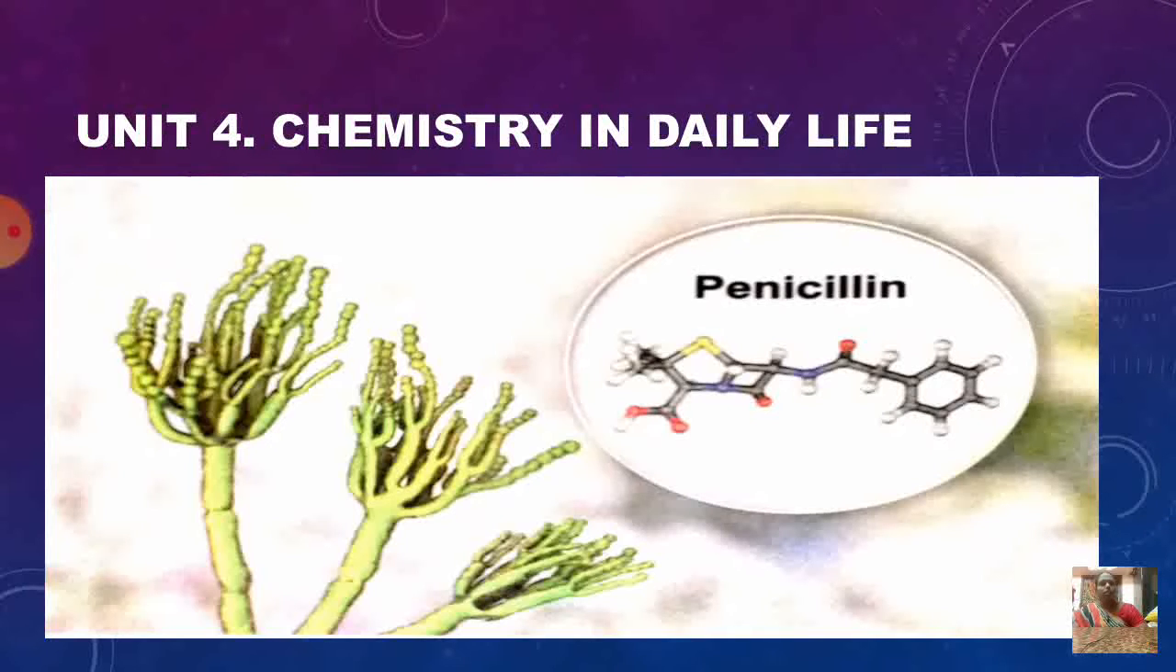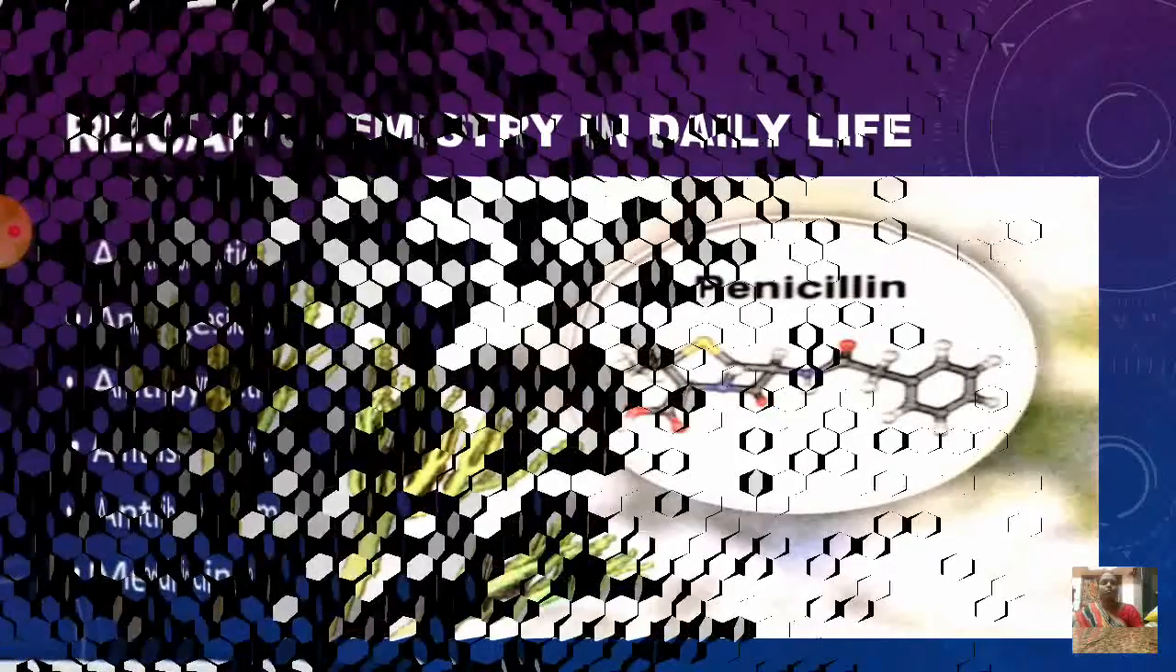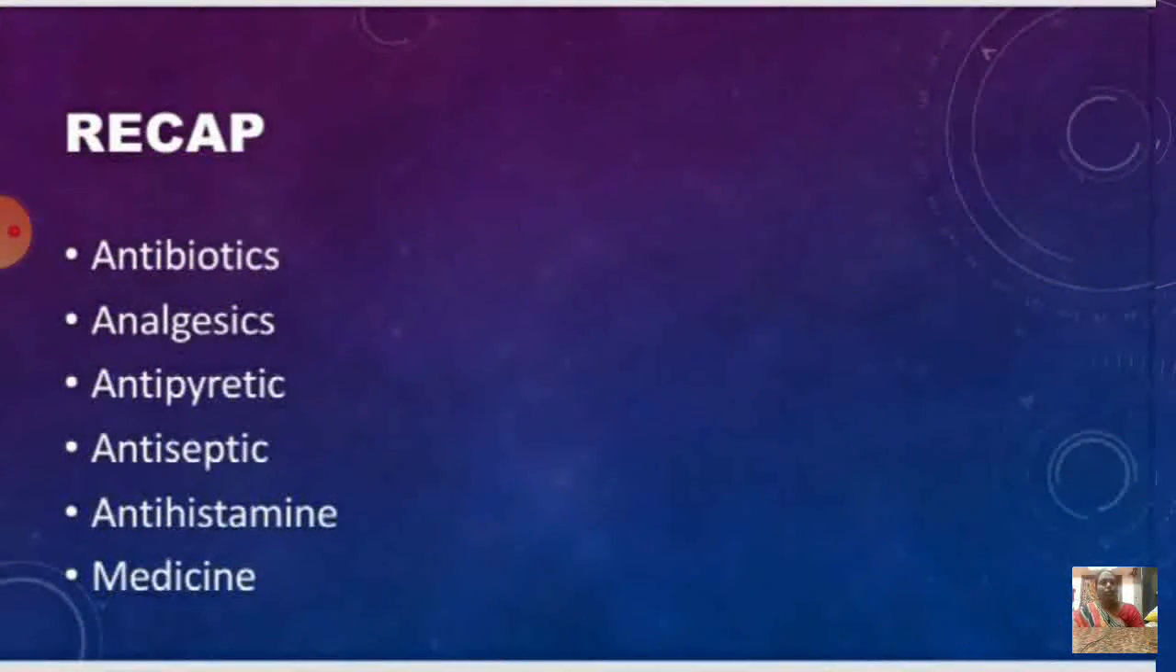Children, last class we discussed the lesson titled Chemistry in Daily Life, isn't it? Today also we are going to continue the same lesson, so be ready. Let me give a quick recap of what we learnt in the last class. Children, last class we discussed antibiotics, analgesics, antipyretics, antiseptics. Then we discussed antihistamines and medicines. Do you all remember that, children? Shall we start today's session?